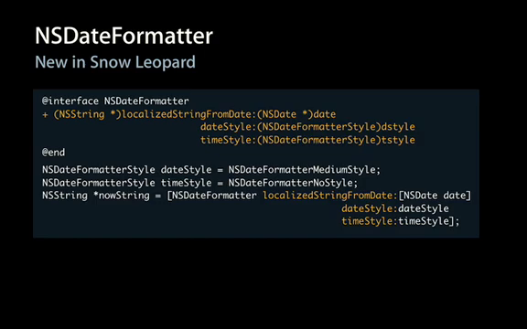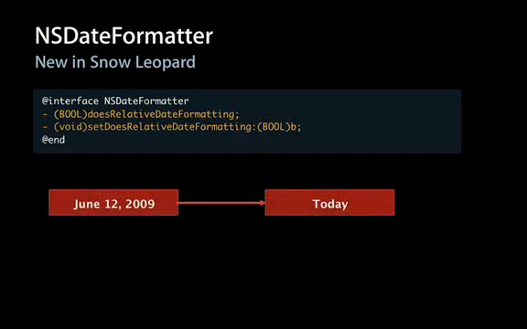Just like the number formatter, NSDateFormatter has a class method to get the formatted string easily: localizedStringFromDate:dateStyle:timeStyle. And another enhancement, we now support localized relative date formatting. For example, if today is June 12th, 2009, instead of displaying the formatted date string, with this option, the formatter can return today or yesterday, just like Mail's received date column does.